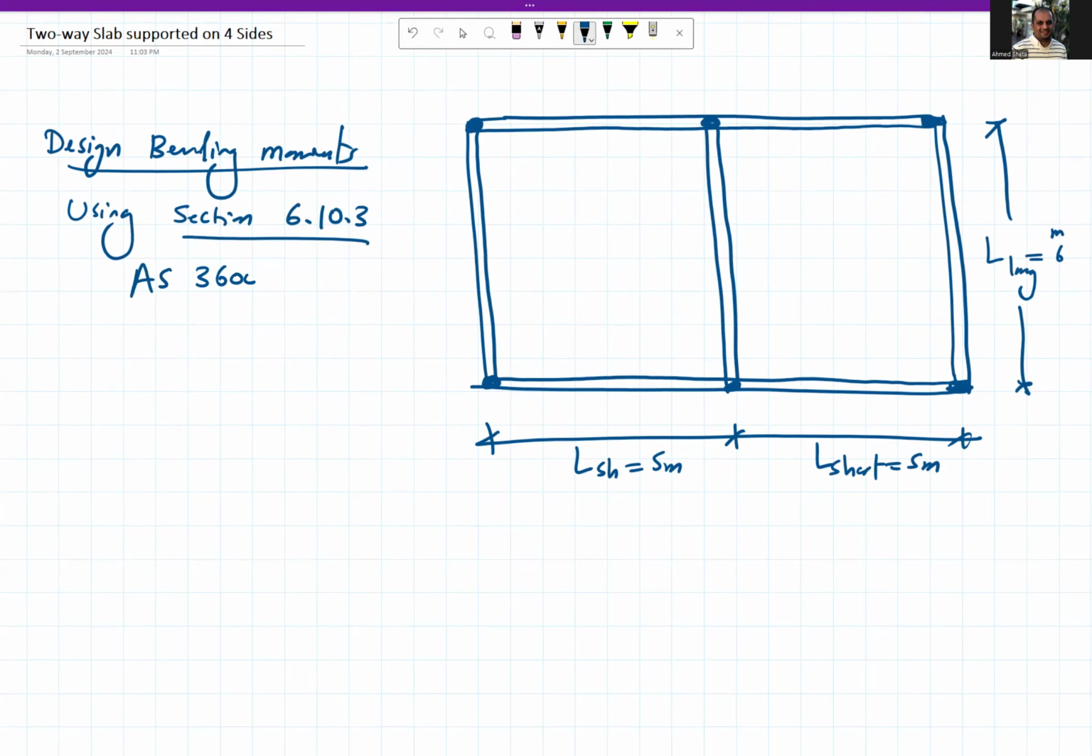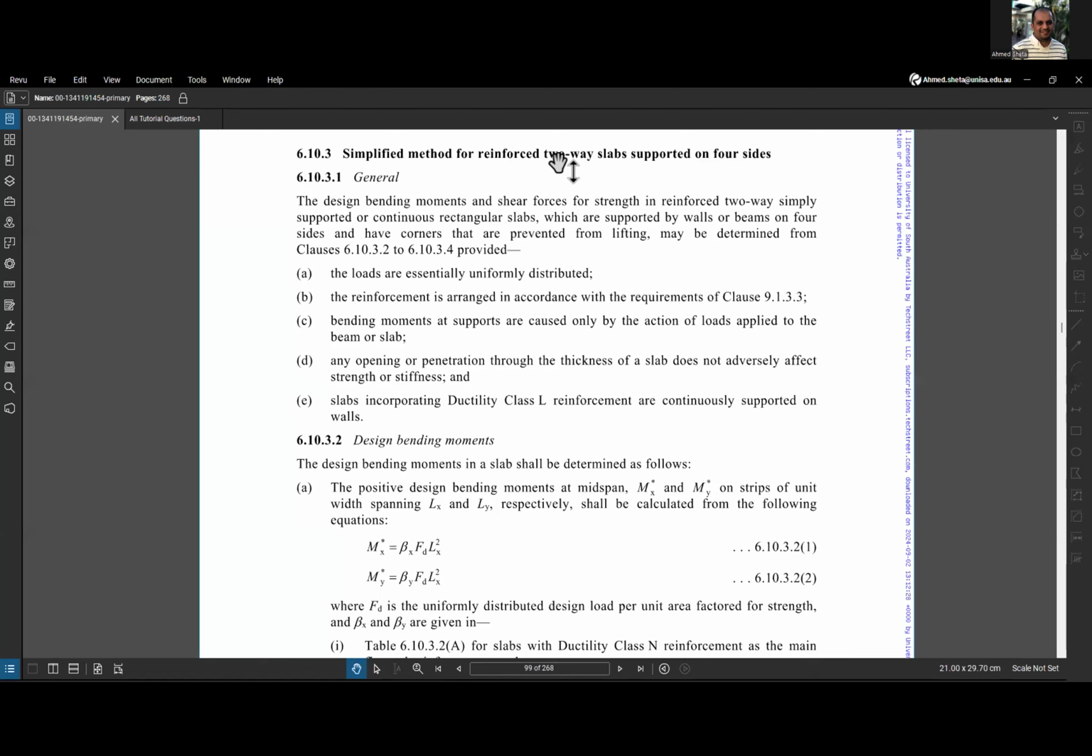AS 3600, and I will share with you this section of the standard. This section here, the simplified method for reinforced two-way slab supported on four sides. As you can see, the positive design bending moments are calculated using this formula: Mx asterisk, My asterisk, beta x fd Lx squared and beta y fd Lx squared.